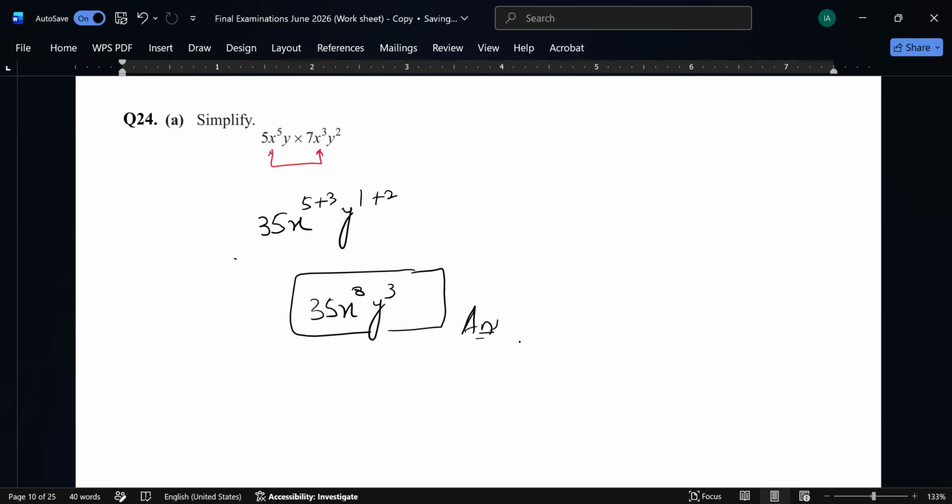This is your final answer. When the bases are same and multiplied, the powers must be added. This is what we did here.